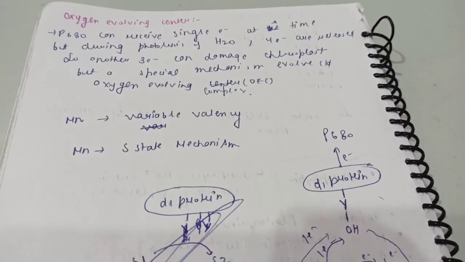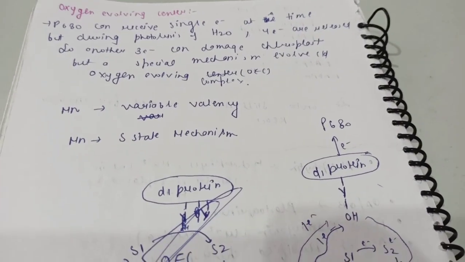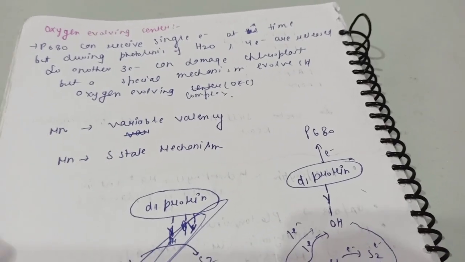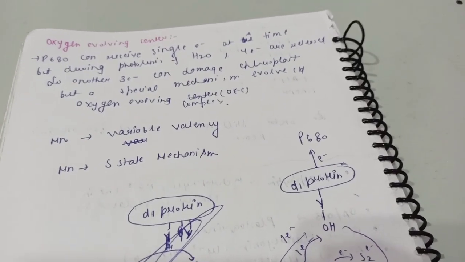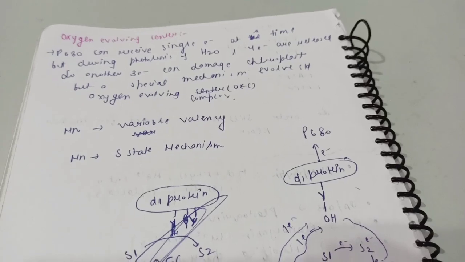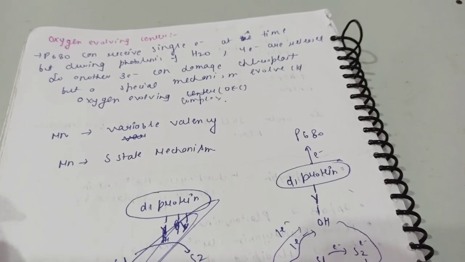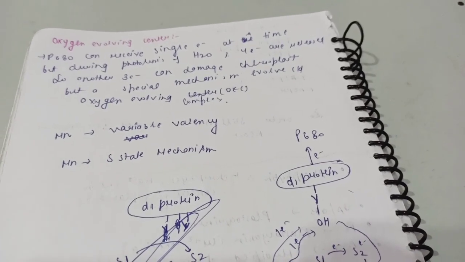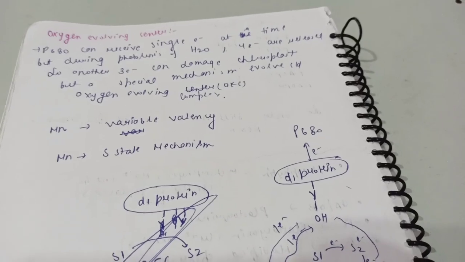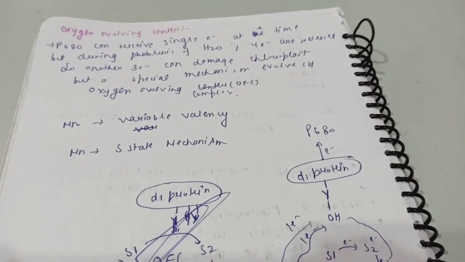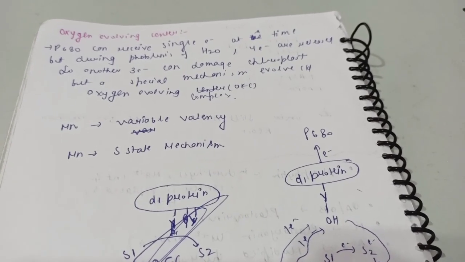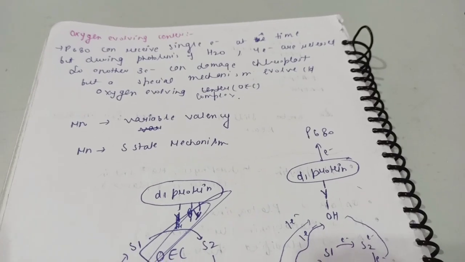P680 receives only a single electron at one time. It will not receive 2 electrons or 3, because the 4 electrons are released in the thylakoid lumen, so it will only take 1 electron at a single time. Okay? Why? Because it has that potential only.